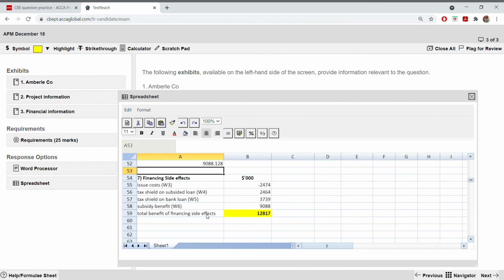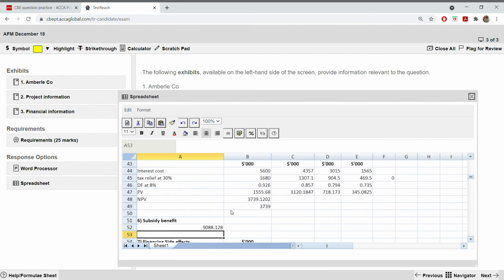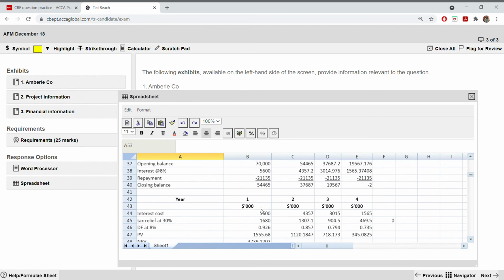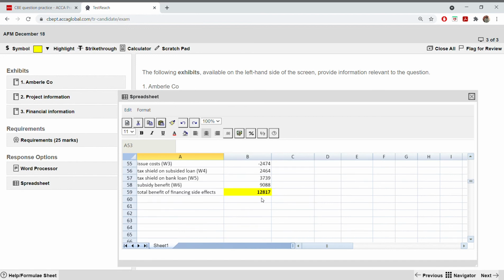So now what do you have to write? Financing the project in this way would add around 12.82 to the value of the project. Do you see the base case net present value? It was 5.09, something in negative. The project was not worthwhile, but when finance is added, it makes it worthwhile. That's what you have to write in sentences, okay?